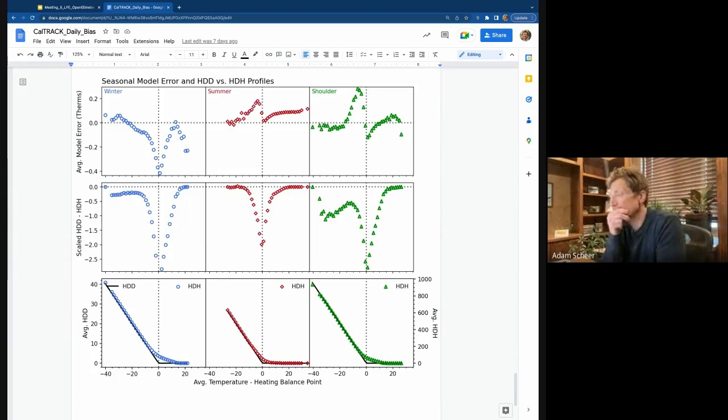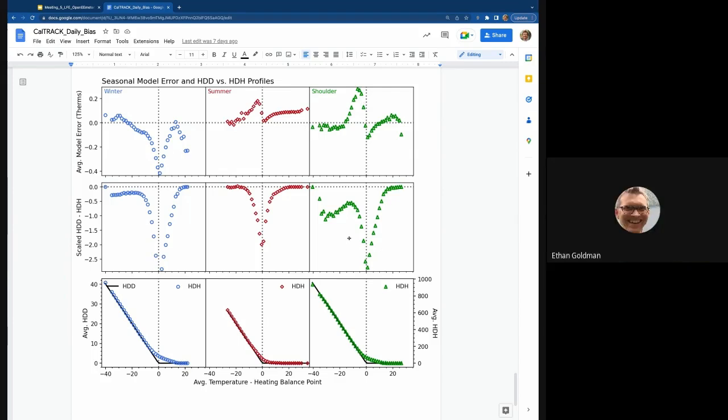So yeah, I'm just staring. That's a good point, Ethan. And just staring at this, I think another thing that dissuaded us is, the error profile in the winter looks so close to the scaled difference between heating degree days and heating degree hours. The summer and shoulder, they kind of have different patterns, right? But we're looking at a heating only.